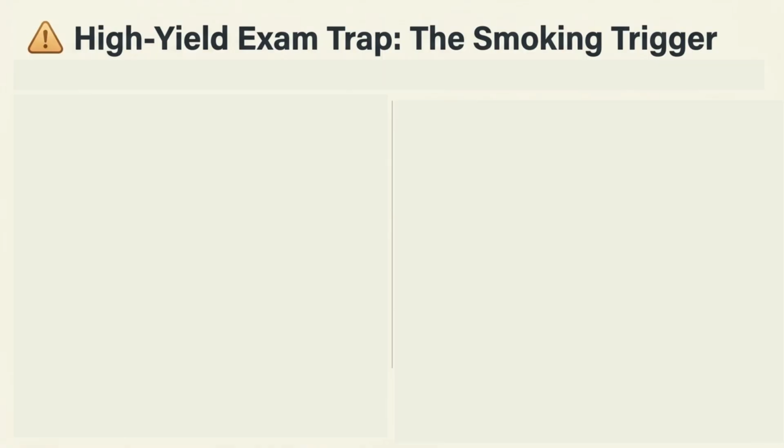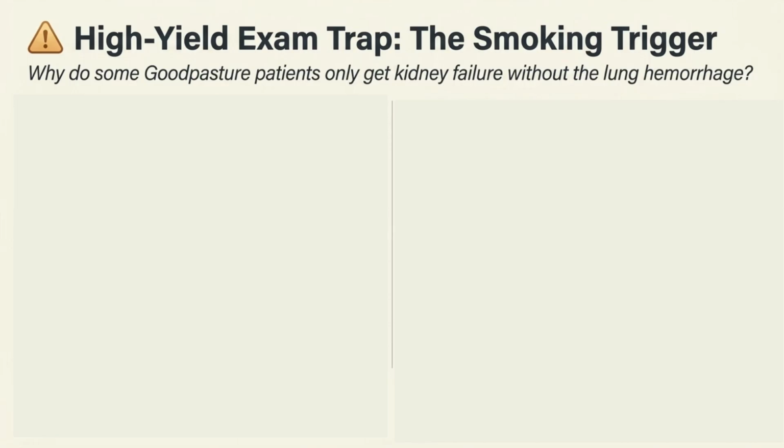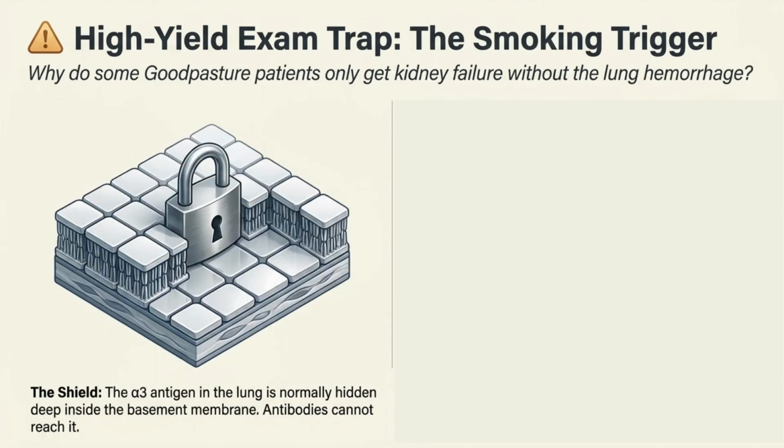Now for a high-yield exam trap, the smoking trigger. You might be asked, why do some Goodpasture patients only get kidney failure without the lung hemorrhage? It comes down to the shield. The alpha-3 antigen in the lung is normally hidden deep inside the basement membrane, so antibodies simply cannot reach it.